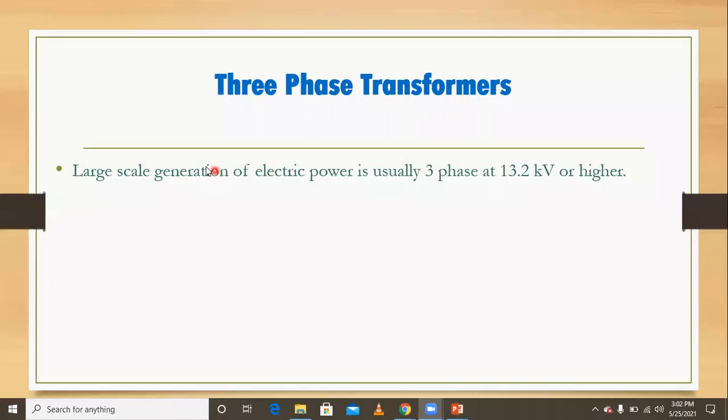Three-phase transformer. A three-phase transformer is used for large-scale generation of electrical power, usually three-phase at 13.2 kilovolts or higher. Compared to a single-phase transformer, the output voltage can be increased to very high levels by using a three-phase transformer.